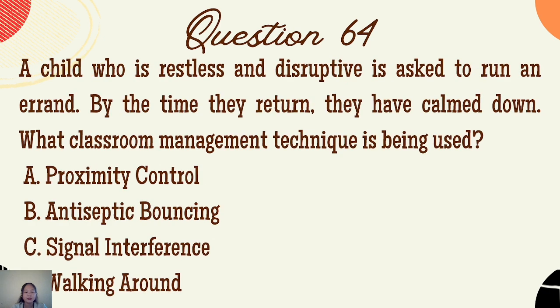Now let's go to question number 64. A child who is restless and disruptive is asked to run an errand. By the time they return, they have calmed down. What classroom management technique is being used? The correct answer is letter B, antiseptic bouncing. So antiseptic bouncing is redirecting a restless student to a different task to prevent misbehavior.